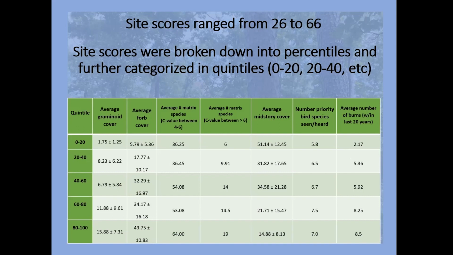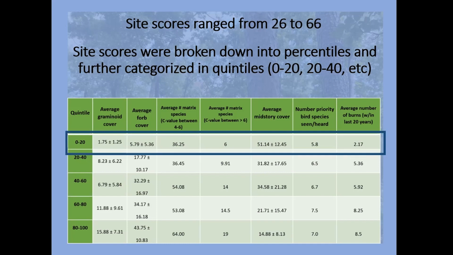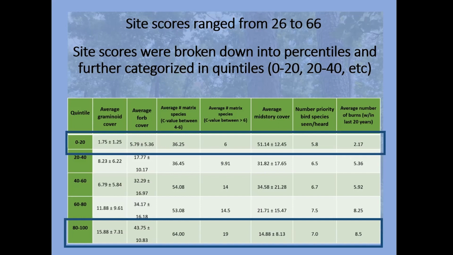Overall, sites that ranged in this 0 to 20th percentile experienced low graminoid and forb cover. They had higher mid-story cover and saw a smaller number of matrix and conservative species. So this makes sense. Those lower scoring sites just didn't have those components that these systems require to have that high ecological integrity. However, sites in this 80th to 100th percentile showed higher levels of both graminoid and forb cover. They showed significantly lower mid-story cover.